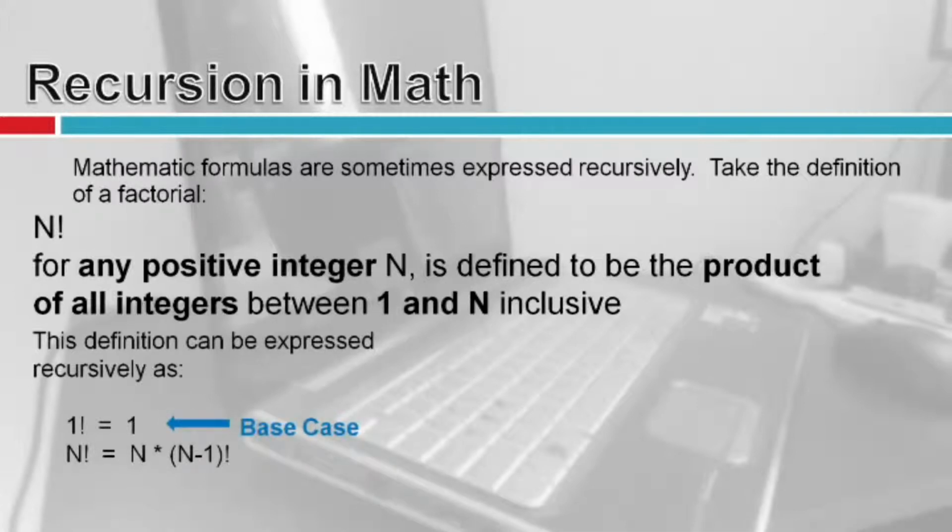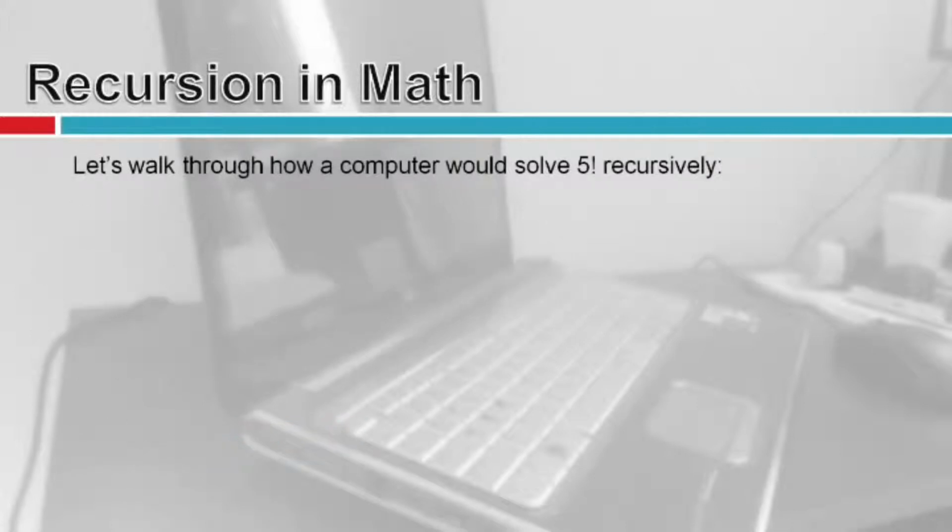Our base case is 1 factorial. If I did 1 minus 1, it'd be 0, and it would no longer be a positive integer. So our base case, the very last case, is 1 factorial. We'll keep this in mind as we go through this. So n factorial, any number, is really n times (n minus 1) factorial. And let's take a look at that.